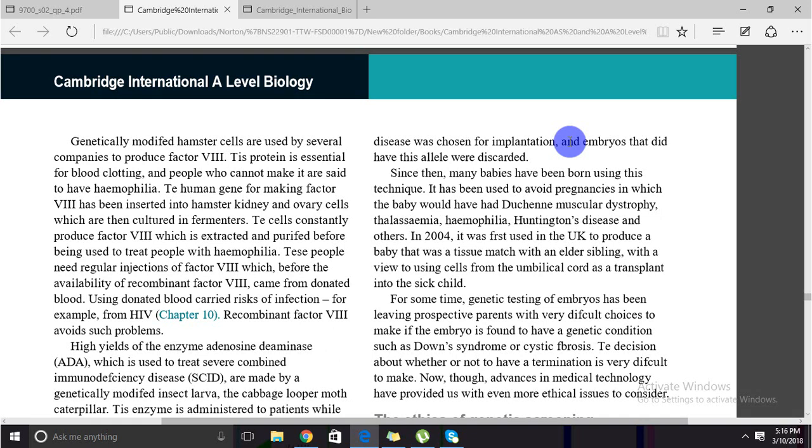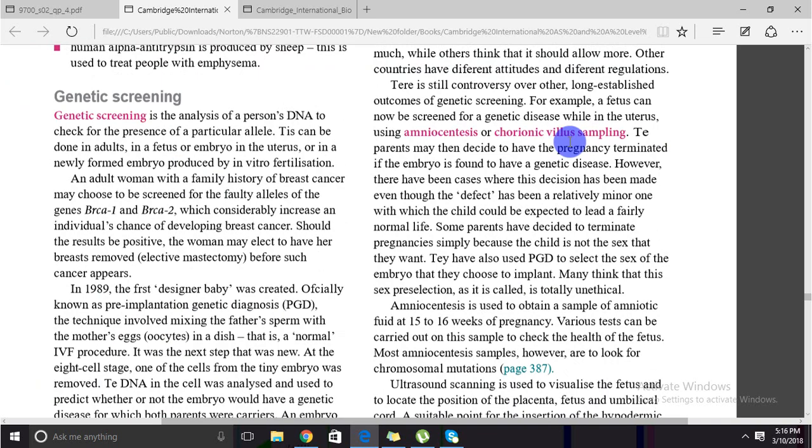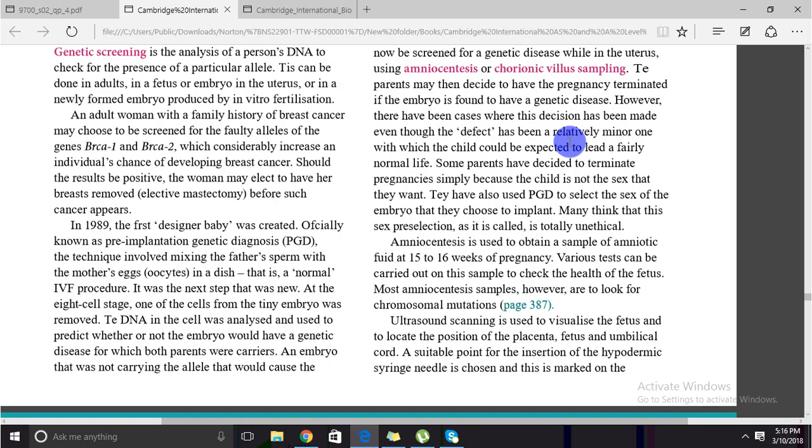So this is called pre-implantation genetic diagnosis, because the embryo has not yet been implanted. There were a lot of potential embryos that were produced as a result of mixing the father's sperm and the mother's eggs in vitro, that is, outside of the womb. And when all of the embryos were at the 8-cell stage, embryo biopsy was carried out to identify an embryo that did not contain the faulty allele for which both the parents happened to be carriers.